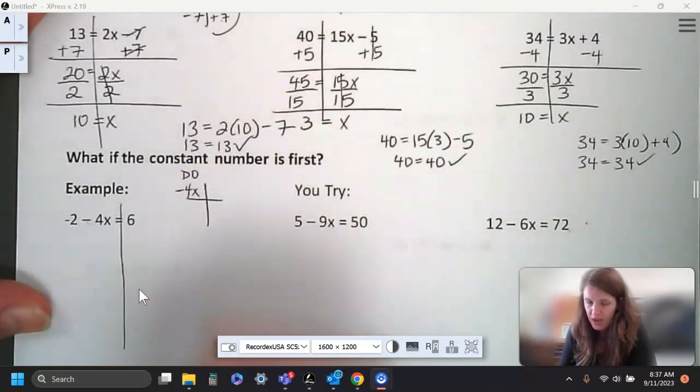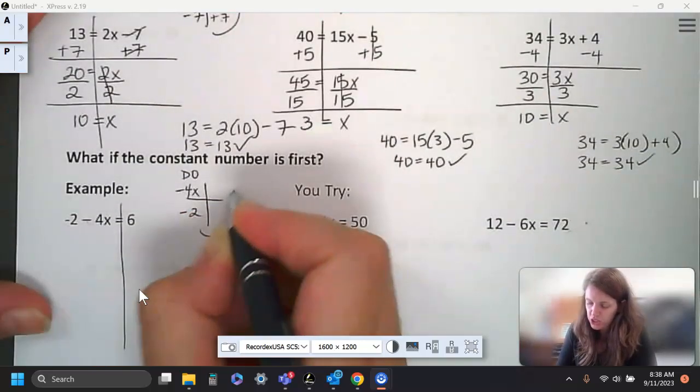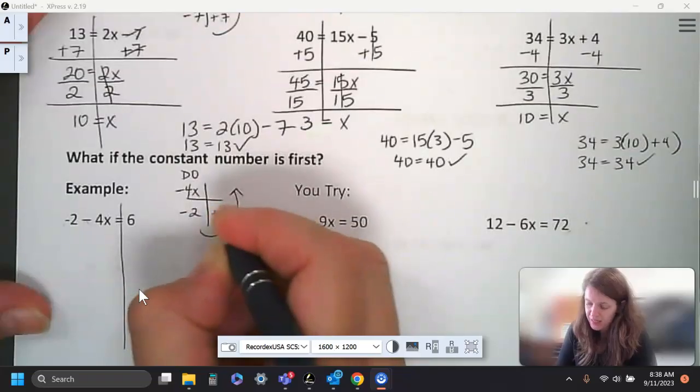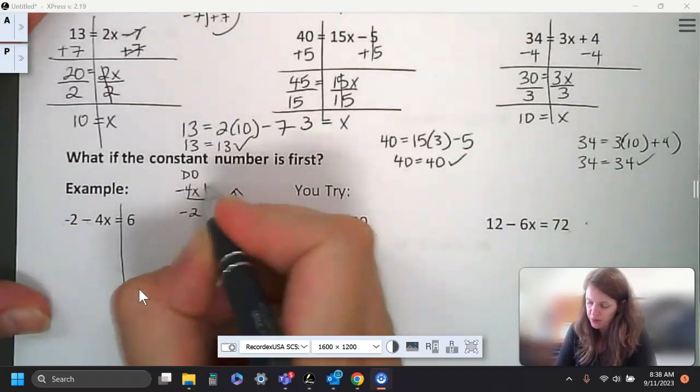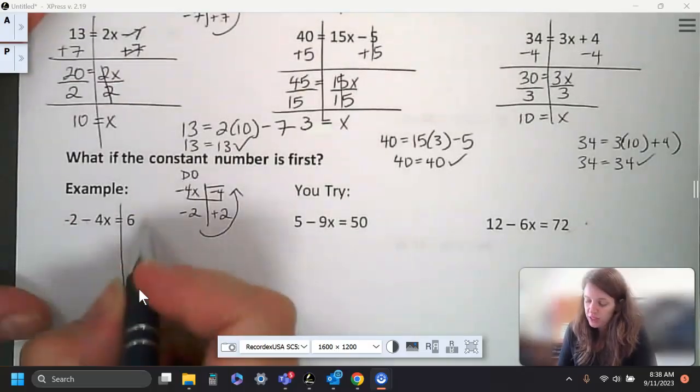So I have negative 4x, it's the closest to the x, and then I have a negative 2. Well, to undo both those things, I'm going to start with a positive 2, right? And I'm going to start with a divide by a negative 4. So let's do the first one first.